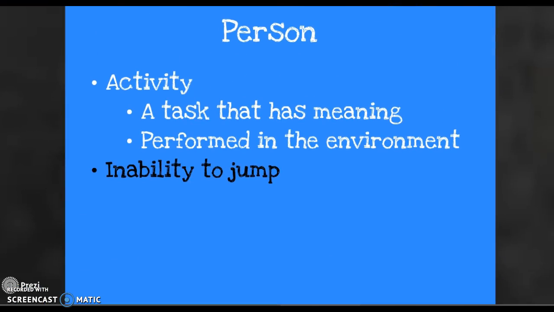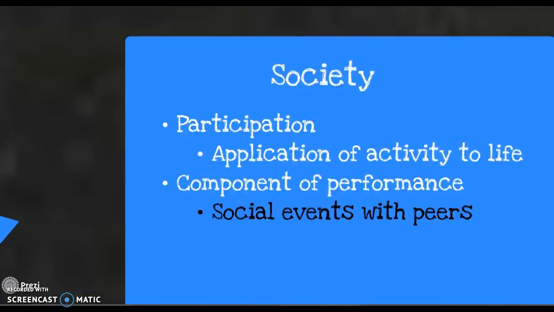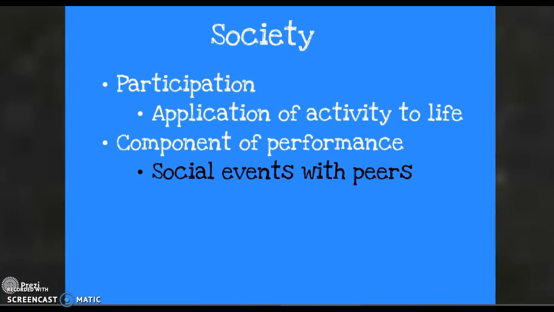The next stage is the whole person, and also broken into activity, or a task that has meaning performed in the environment. For our example, the inability to jump. The next stage, societal, has an aspect of participation which has a component of performance, similar to activity but applied to life. So in our example, social events with peers.